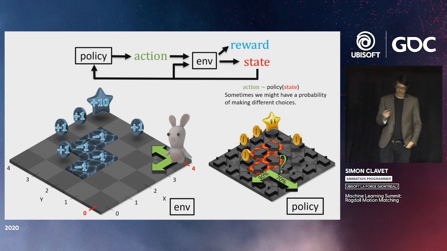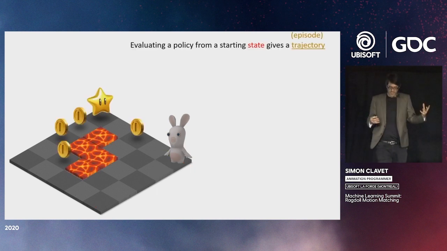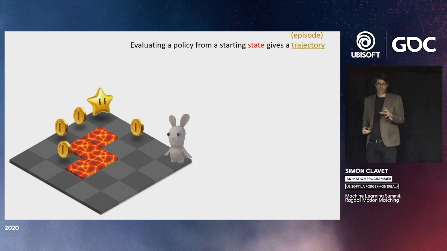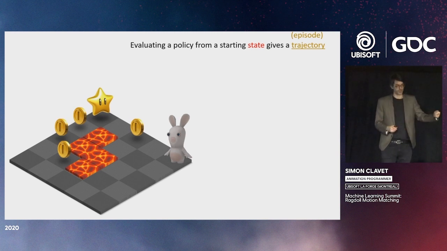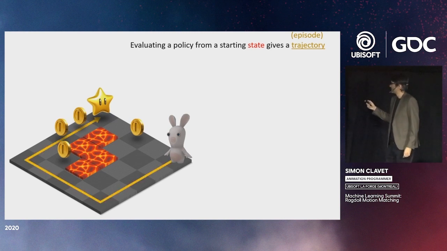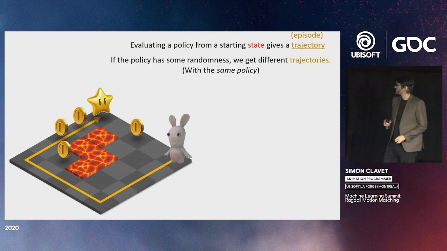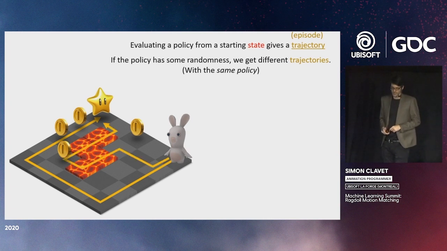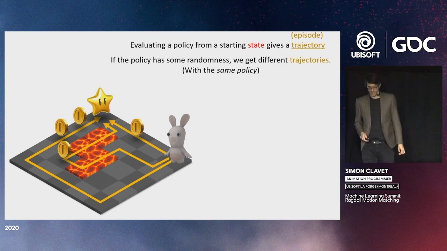And now we need to define more things. When you evaluate a policy in an environment from some starting state, the starting state is decided by the environment. Every time you start evaluating a policy, the environment can put you in a state. And then what happens is you get a trajectory. You can also call it an episode, it's a synonym. It's a little path in the state space. If the policy has some randomness, you could get different trajectories even with the same policy. Let's say you get this and this, different trajectories with the same policy.